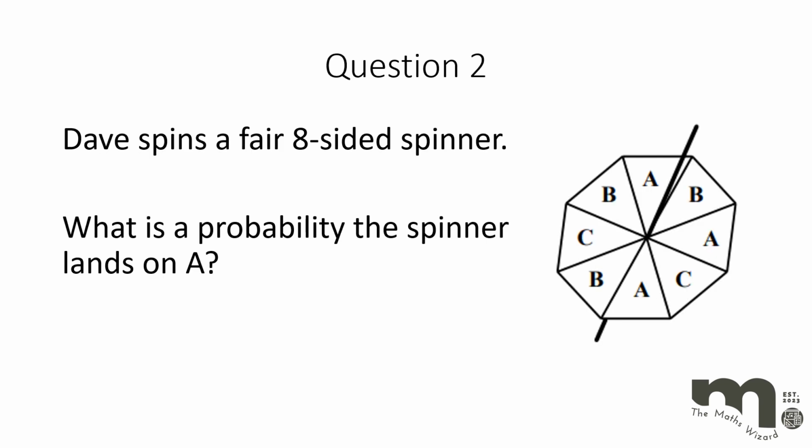Okay, next question then. We've got a fair 8-sided spinner here. I want to know the probability of it landing on the letter A. And here is your answer to this one. It's just going to be 3/8 because we've got 8 individual sections, and the key word there is that word fair. Because it's fair, we know every section has got to be the same size, and we can see we've got 3 of them that have the letter A written on there.